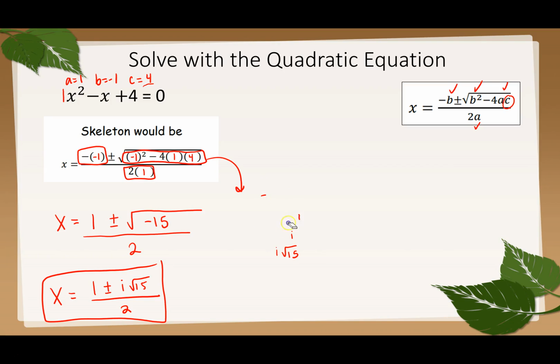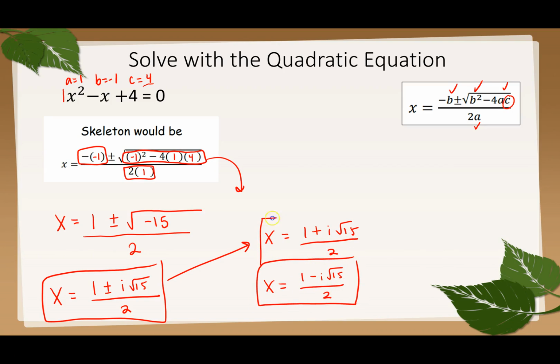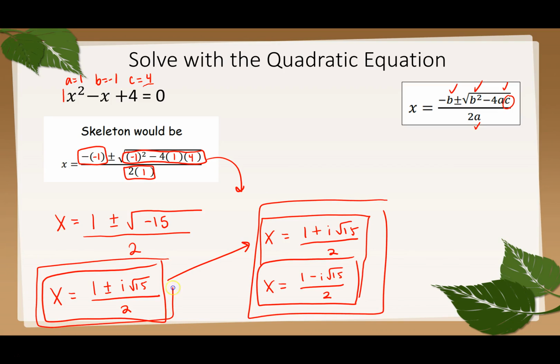Or you can break this up into two different answers. So one answer would be x equals 1 plus i root 15 all over 2, and then x equals 1 minus i root 15 all over 2. So if you're going to answer like this, make sure you include both. If you're going to answer like this, you can just leave that as is because it implies two answers with the plus or minus.